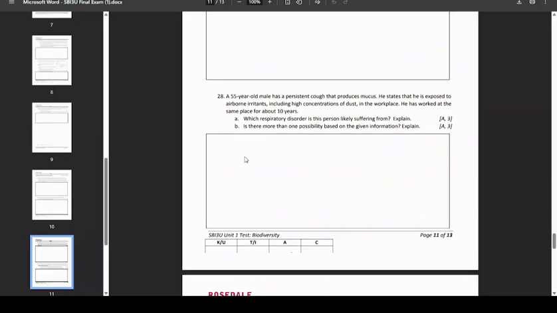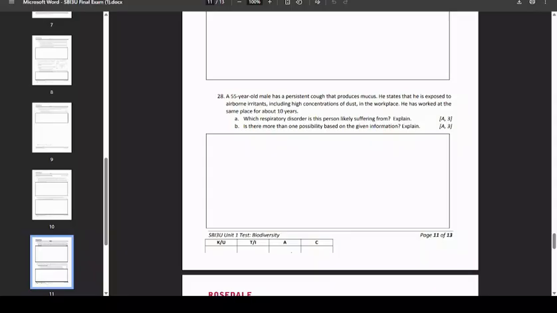Number 28. A 55-year-old male has a persistent cough that produces mucus. He states that he is exposed to airborne irritants, including high concentration of dust in the workplace. He has worked at the same place for about 10 years. Wow. Which respiratory disorder is this person suffering from? Likely. Is there more than one possibility based on the given information? Explain.